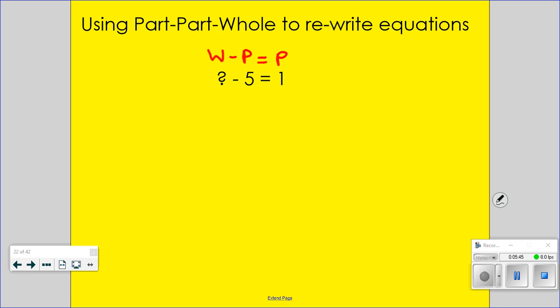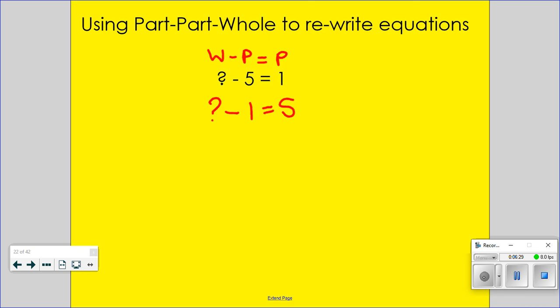I could write this equation another way. I could write question mark minus 1 equals 5. I can change out my parts. Remember, when I subtract, I'm just finding the difference between those two numbers. So whether I say 1 to 5 or 5 to 1, that's not going to matter. What if you change the whole? I can use subtraction, so that's the only other subtraction. I can't mess with my whole. But I can do something else.